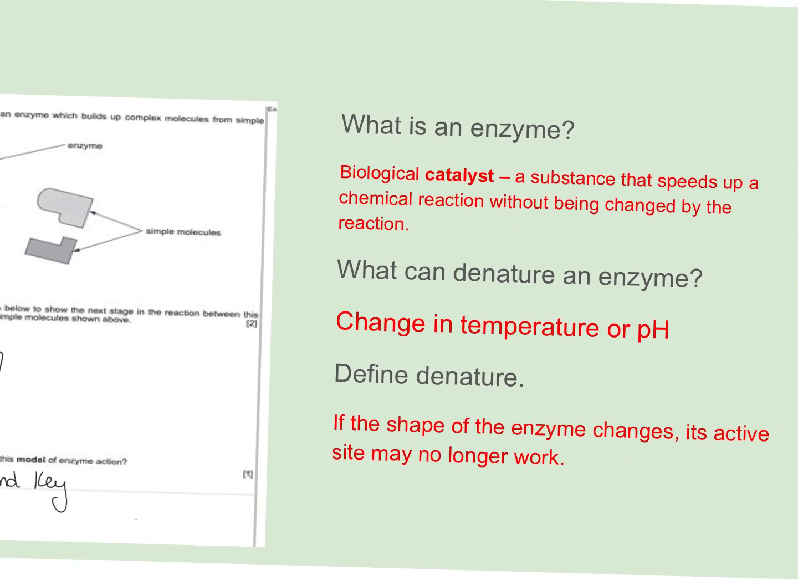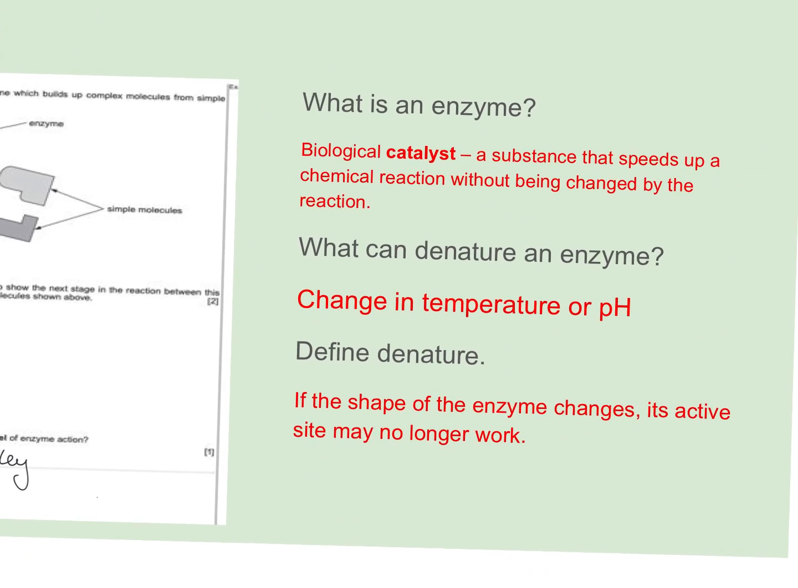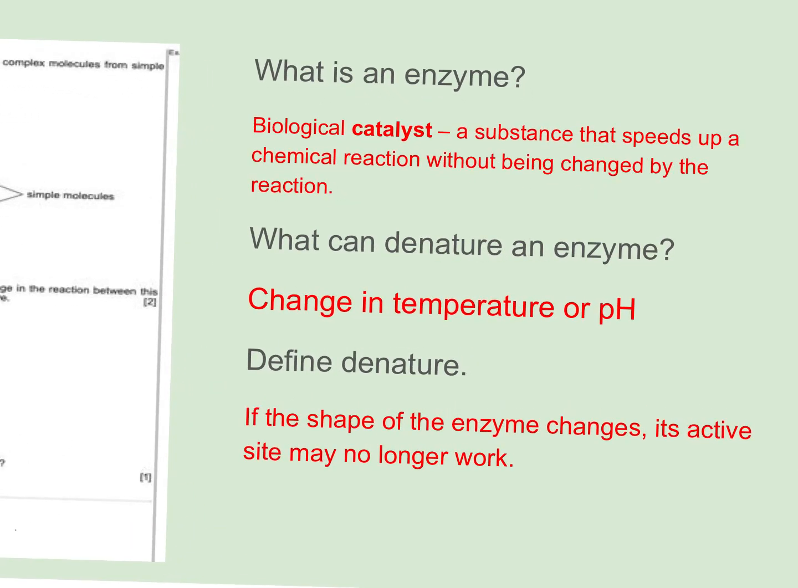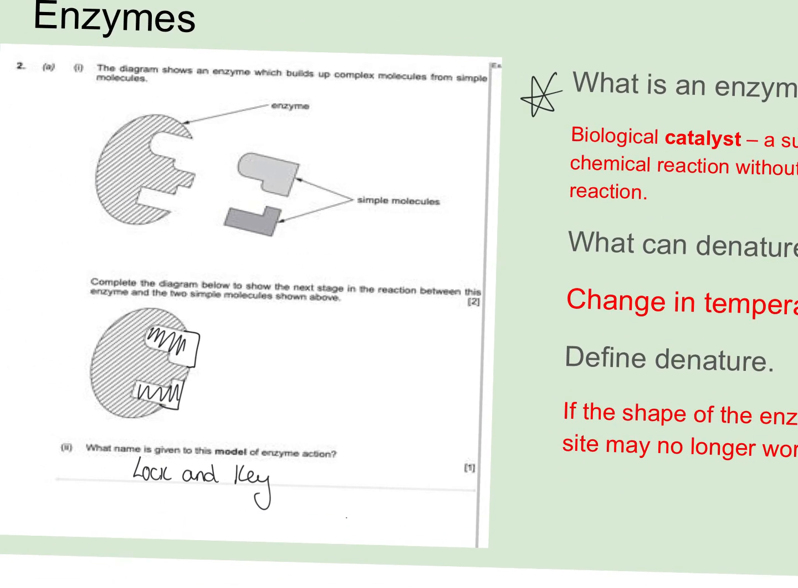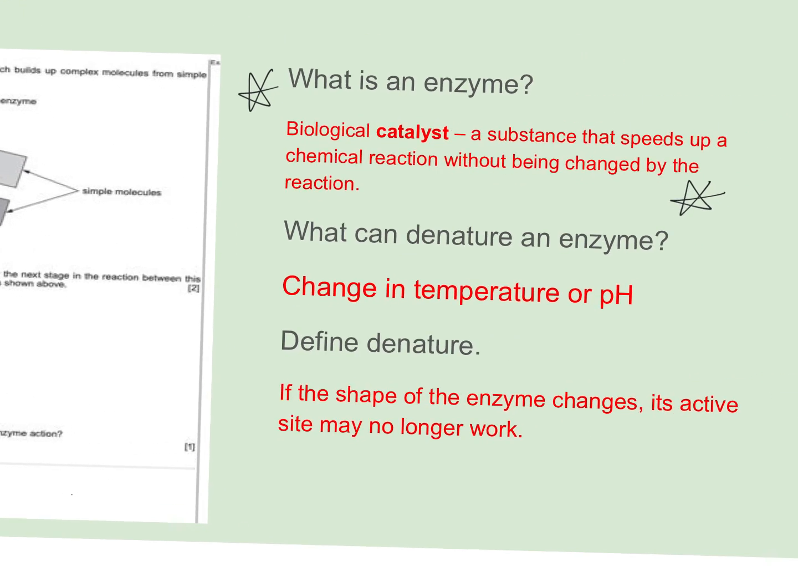What is an enzyme? It's a biological catalyst, a substance that speeds up the rate of chemical reaction without being changed. This is a key definition that you need to learn. How can an enzyme be denatured? Change in temperature or pH. How do you define denatured? So it's when the shape of this changes. So if it got really hot, that wouldn't be able to fit anymore because the shape would have changed. Okay, so it will no longer work.